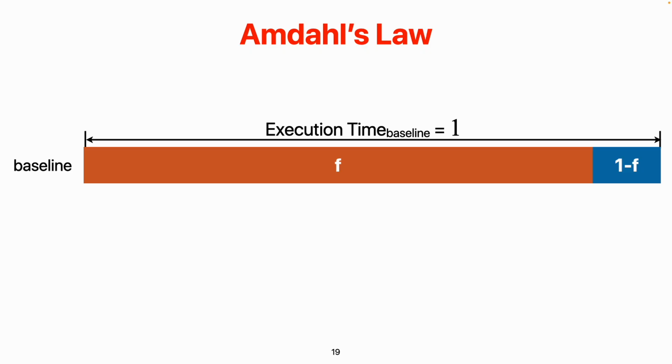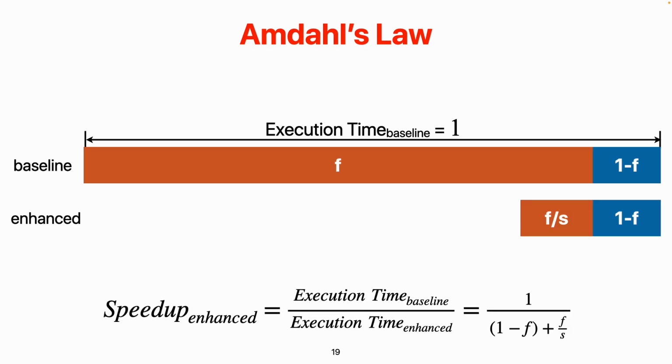And since you can only speed up this part, after you speed up this F part, the amount of time that the F part will take is what? F divided by S, right? And 1 minus F, since we cannot optimize it, remains the same, right? So this is the baseline. This is the enhanced. Use the speed up equation. What did you get? Isn't that Amdahl's law?